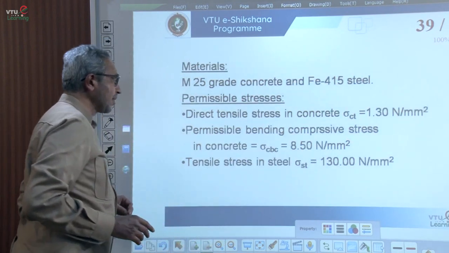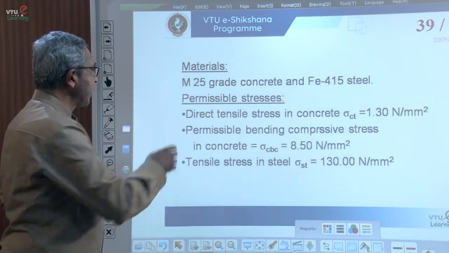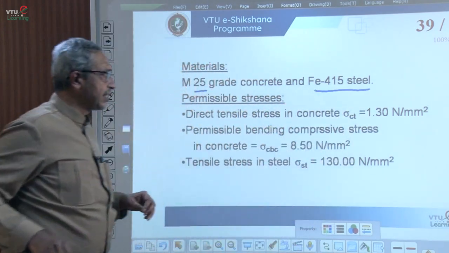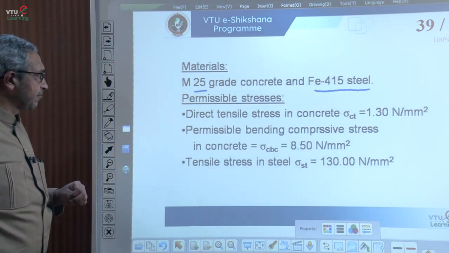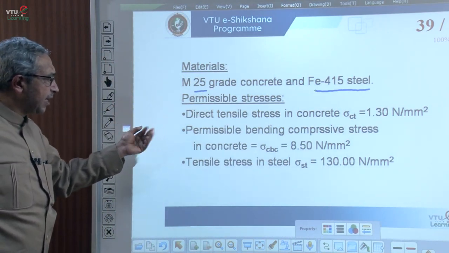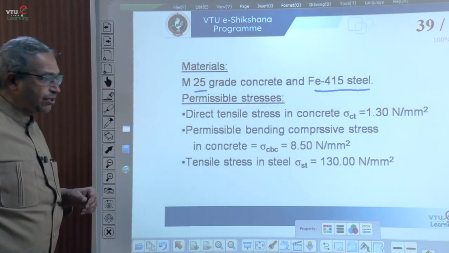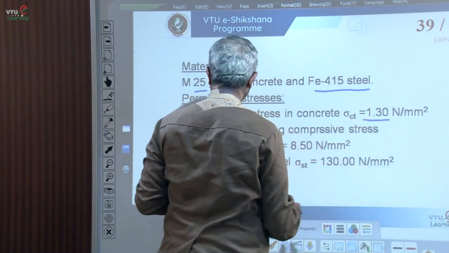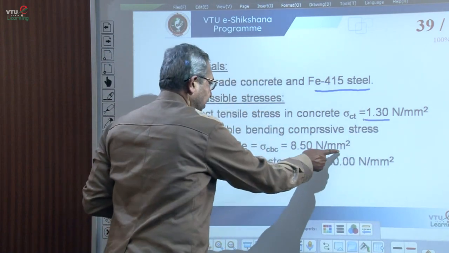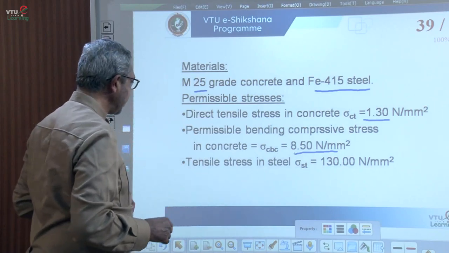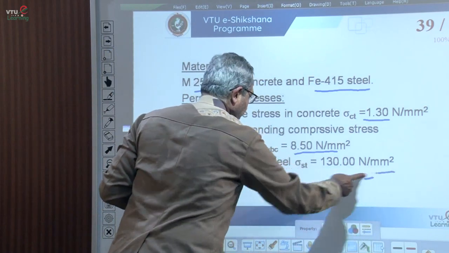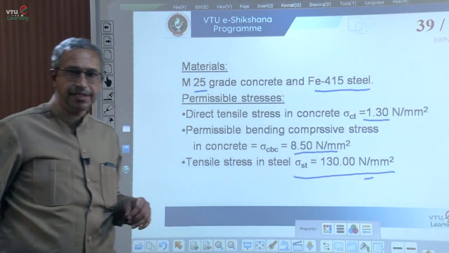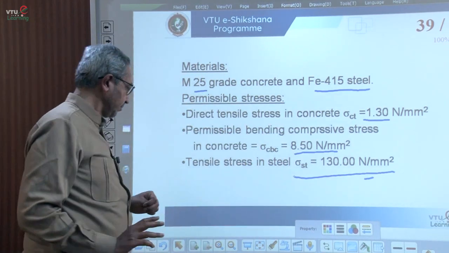Next, materials used: M25 grade concrete and deformed bars of Fe415 steel. Permissible stresses again are referred from IS 3370 part 2. We get the direct tensile stress in concrete, the permissible bending compressive stress in concrete, and the permissible tensile stress in steel, sigma ST, which are the values referred from IS 3370 part 2.